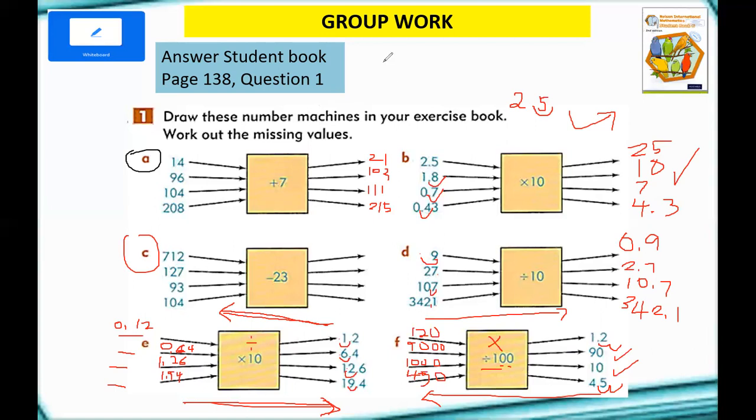I hope you got it all correctly in answering your student book page. What page? 138, question 1. You can do more exercises in the student book. In page 139, there are more questions here and you can do it by yourself for more practice. Okay?